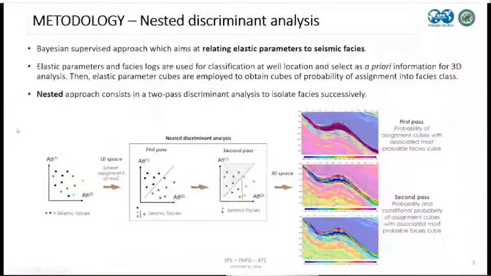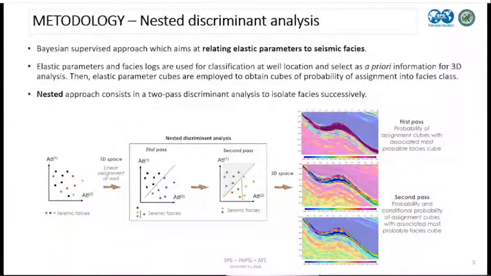Okay, so now the methodology. The discriminant analysis is a Bayesian supervised approach, which aims at relating elastic parameters to seismic facies. First, the work is performed at wells using elastic parameters and facies logs for classification, in order to select the best a priori model or training sample that will then be used in 3D. So in 3D, elastic cubes coming from the inversion are used in addition to this training sample to obtain cubes of probability of assignment into facies class.